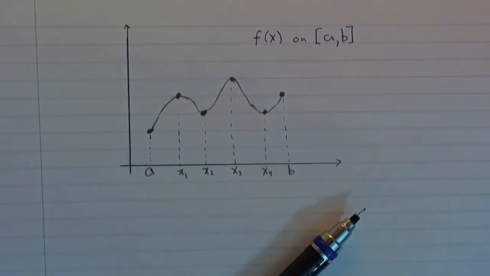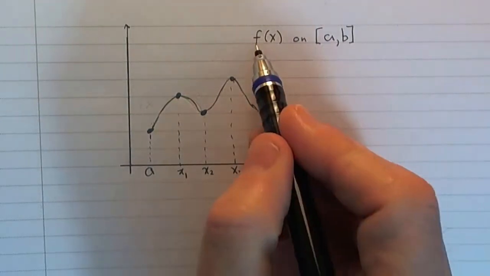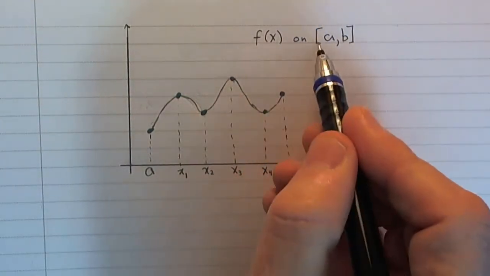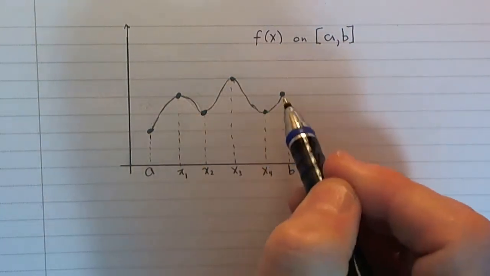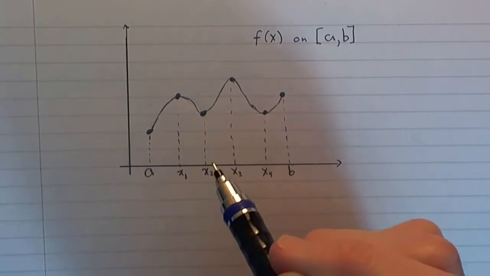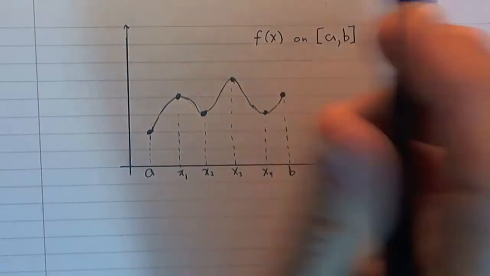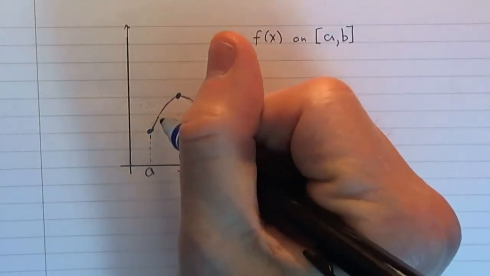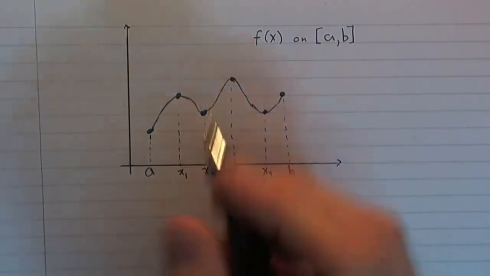As it turns out, calculus, and in particular the derivative, can be very useful in determining the behavior of a function. So for example, let's suppose we have f of x on some closed interval [a, b]. And I just did a generic sketch here of a nice continuous function. And let's just take note of some things. Think about this curve here, between a and x1.